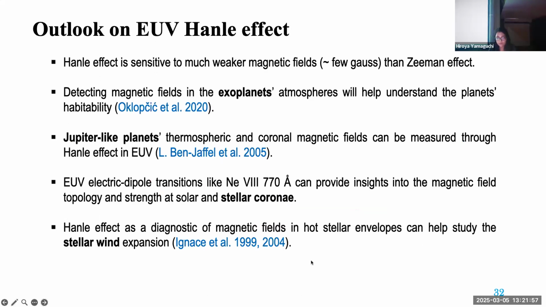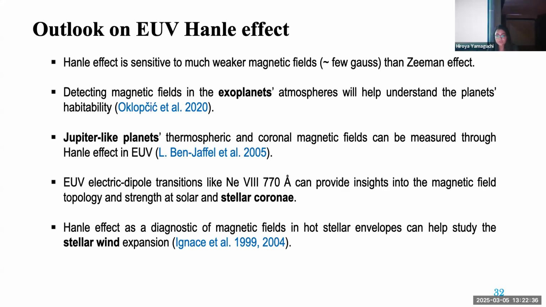So I'll finally end my talk with this final slide explaining the future prospects and potential of the Hanle effect in UV. We know that the Hanle effect is much more sensitive to much weaker magnetic fields, on the order of a few Gauss, compared to the Zeeman effect. Therefore, magnetic fields in the atmospheres of transiting exoplanets will help us understand how they interact with the high energy particles in the host stellar wind, and that will help us understand the planet's longevity or habitability.